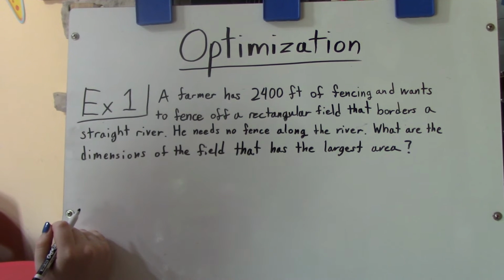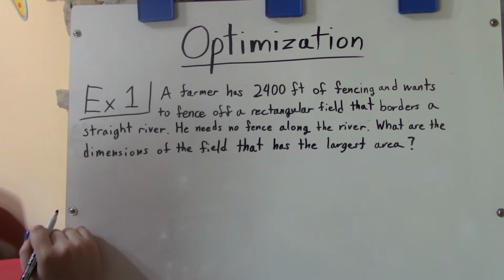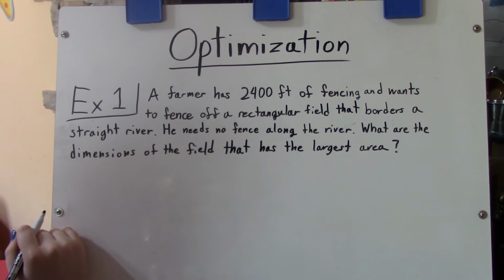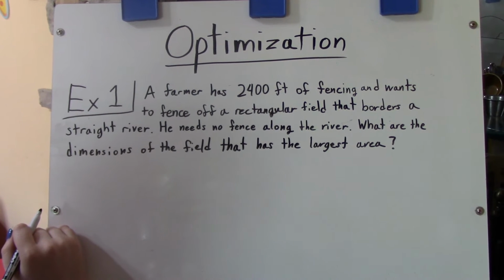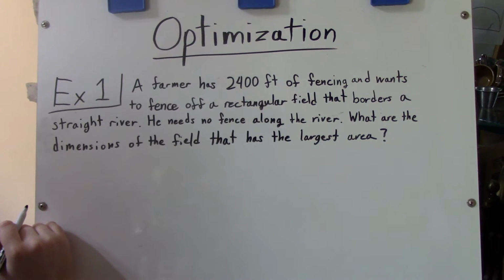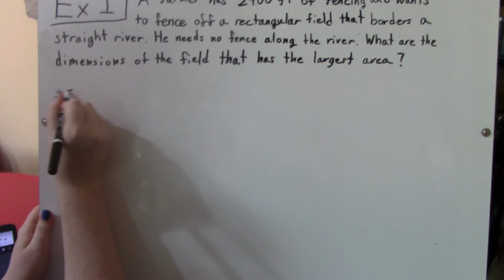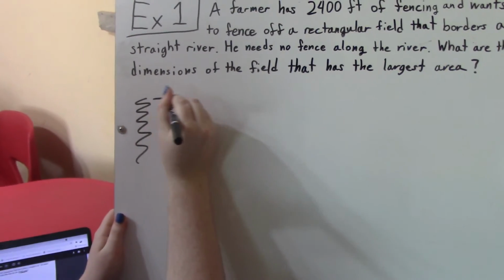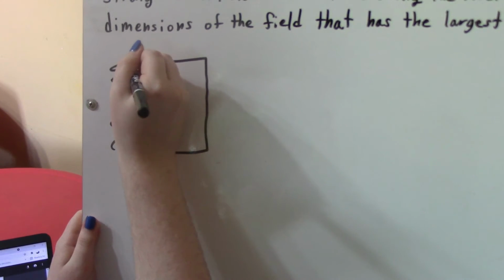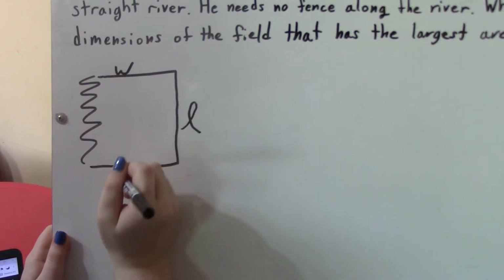Example 1 reads, a farmer has 2,400 feet of fencing and wants to fence off a rectangular field that borders a straight river. He needs no fence along the river. What are the dimensions of the field that has the largest area? So let's start off by drawing a picture so we can really visualize the problem. Here we have the river, and here we have the fence that the farmer wants. With the fence being rectangular, this is our length, and these two are our widths.